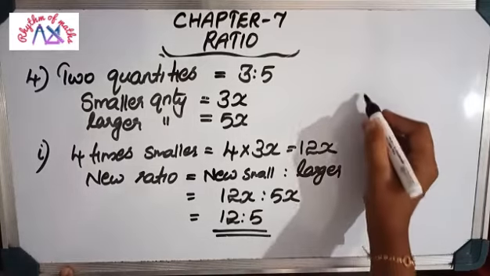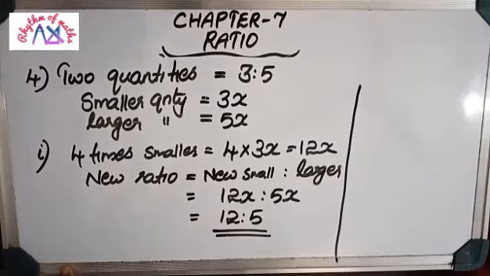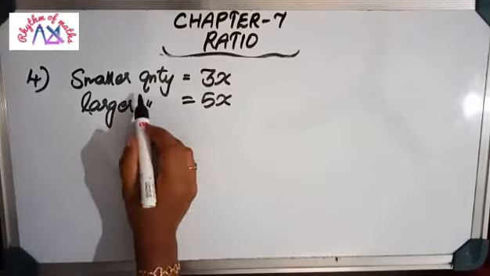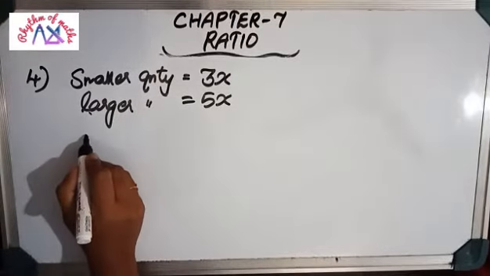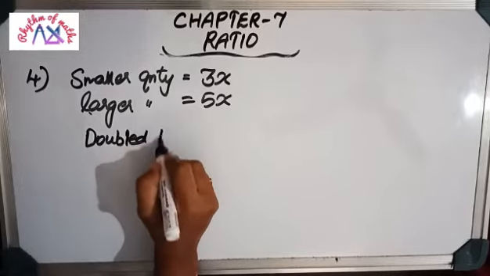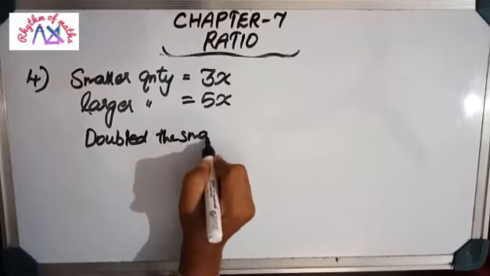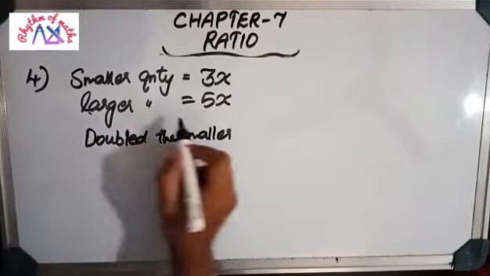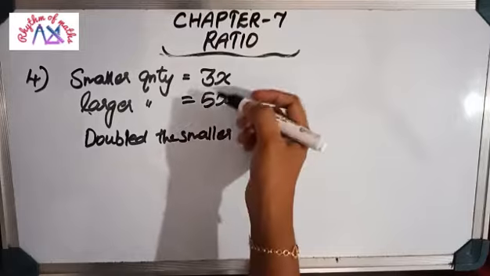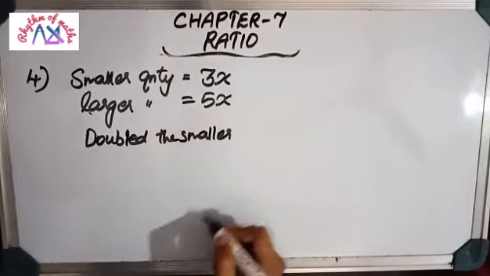Now the second sub question is, if we are changing the smaller quantity to double. We take double of the smaller quantity, and the larger quantity we take its half. Already 5x is there. Suppose we take half of the larger quantity.